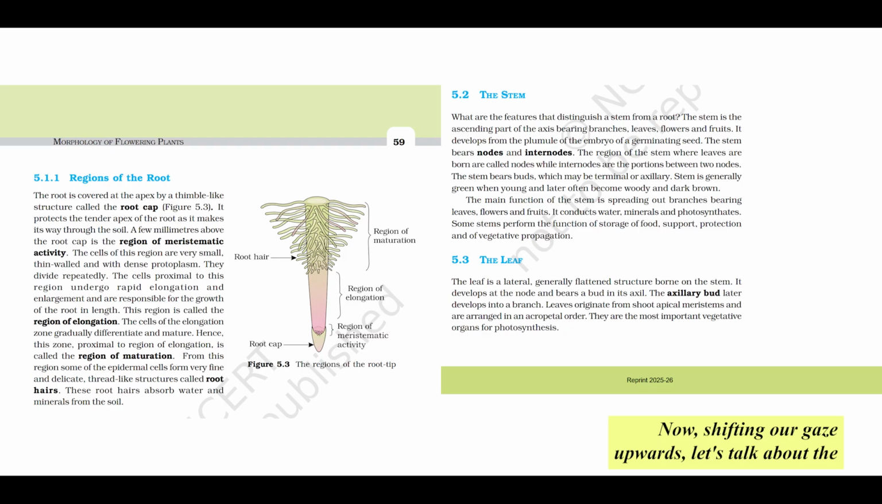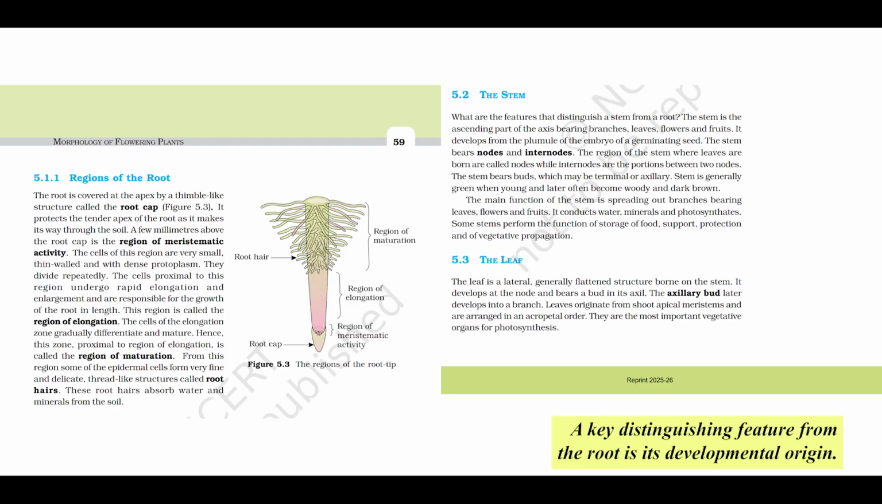Now, shifting our gaze upwards, let's talk about the plant's main support structure above ground, the stem. What are the key features that truly distinguish a stem from a root, and what are its main functions in the plant's life? Excellent point. The stem is essentially the ascending part of the plant axis, generally growing upwards, often towards sunlight. It's the central scaffold that bears all the other vital aerial parts: branches, leaves, flowers, and fruits.